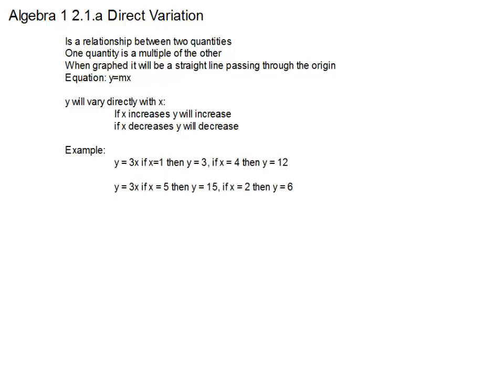An example would be if our equation was y equals 3x. If x equaled 1, then y would equal 3, because 3 times 1 would give us 3. And if x was 4, then y would be 12. And then same with the decrease. If the equation was the same, y equals 3x, if x equals 5, then y would equal 15. And if x decreased to 2, then y would decrease to 6.